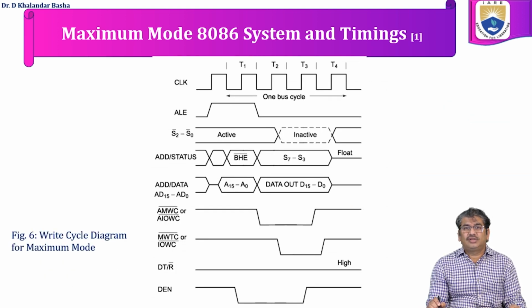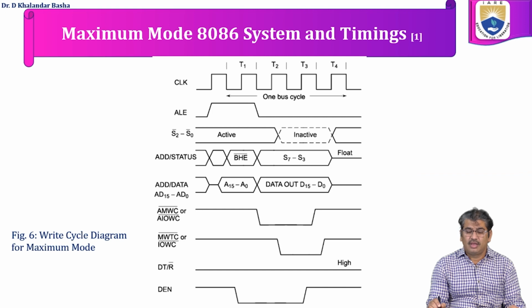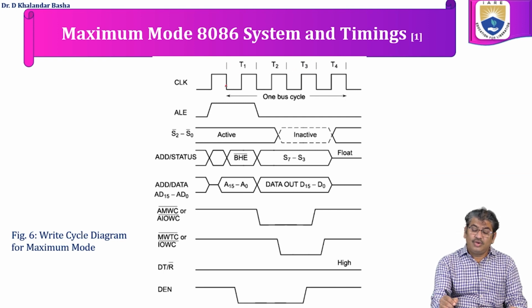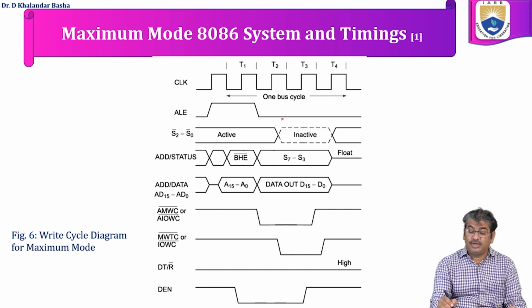Figure 6 shows the write cycle of maximum mode in the 8086 processor system. Here, the number of clock pulses required is T4. As we said earlier, in minimum mode we require wait clock pulses because the IO device or memory may be slow response devices, whereas in maximum mode it is communication between processor and processor, so there is no need of any wait clock pulses. During T1, the ALE signal will be active, that is ALE will be 1. From T2 to T4, the ALE signal will be 0.